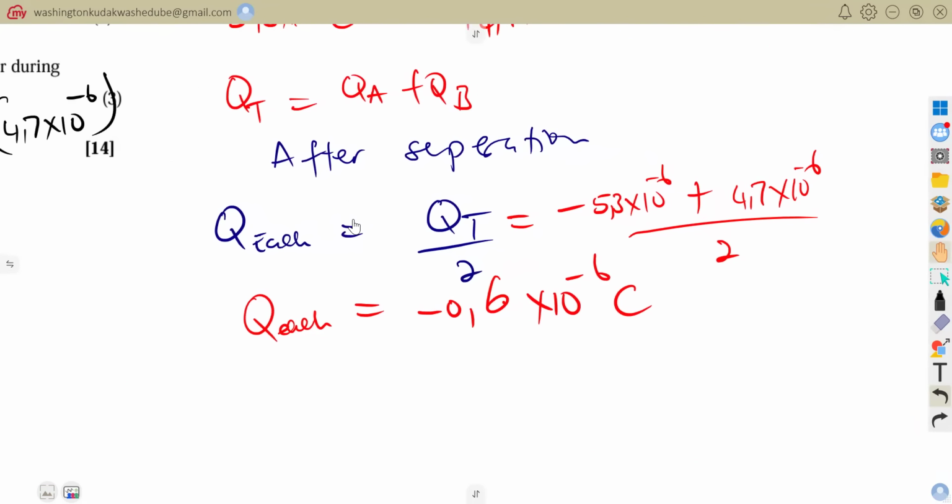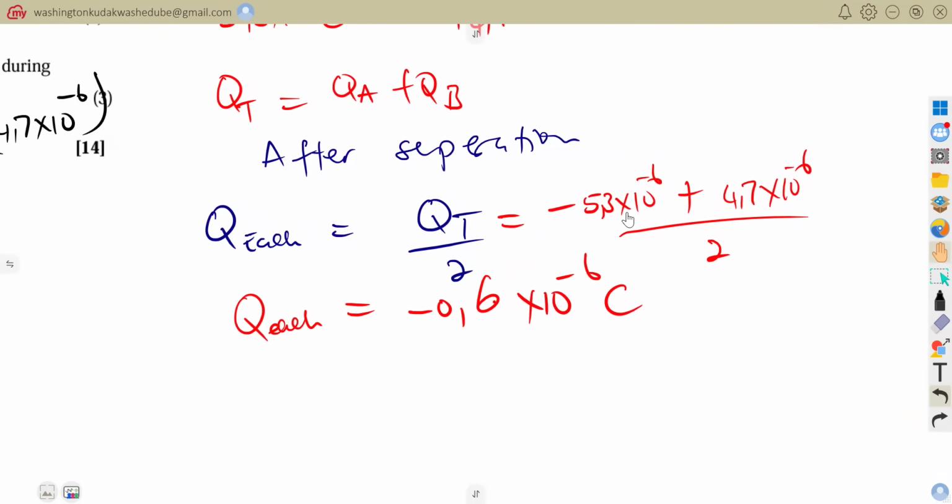If we do negative 5.3 and then we add 4.7, what becomes our answer? Negative 5.3 plus positive 4.7. We are getting 0.6. 0.6 divided by 2. Yes, we were supposed to divide by 2 there.